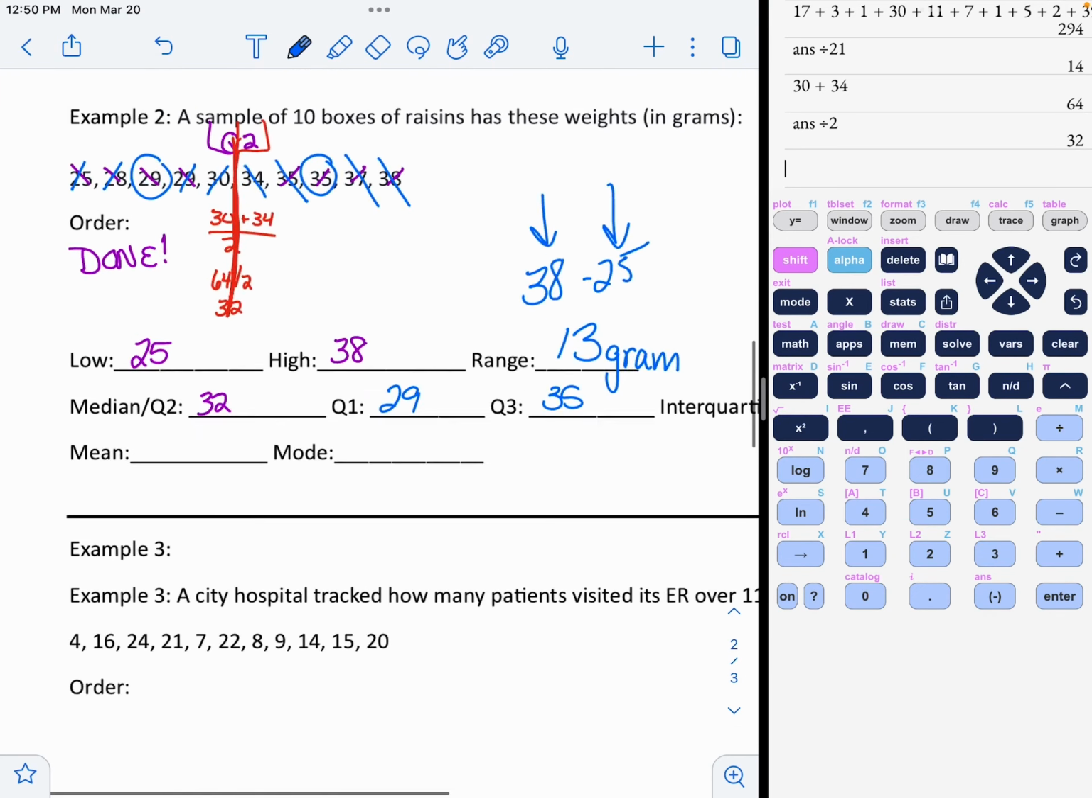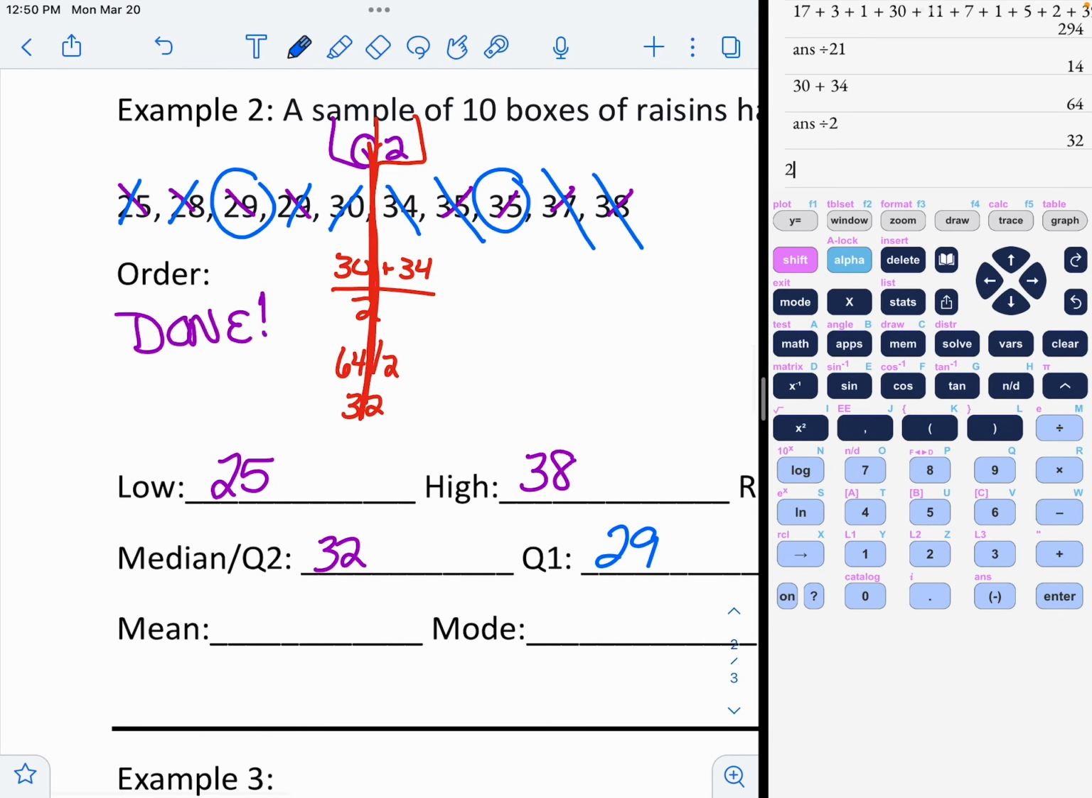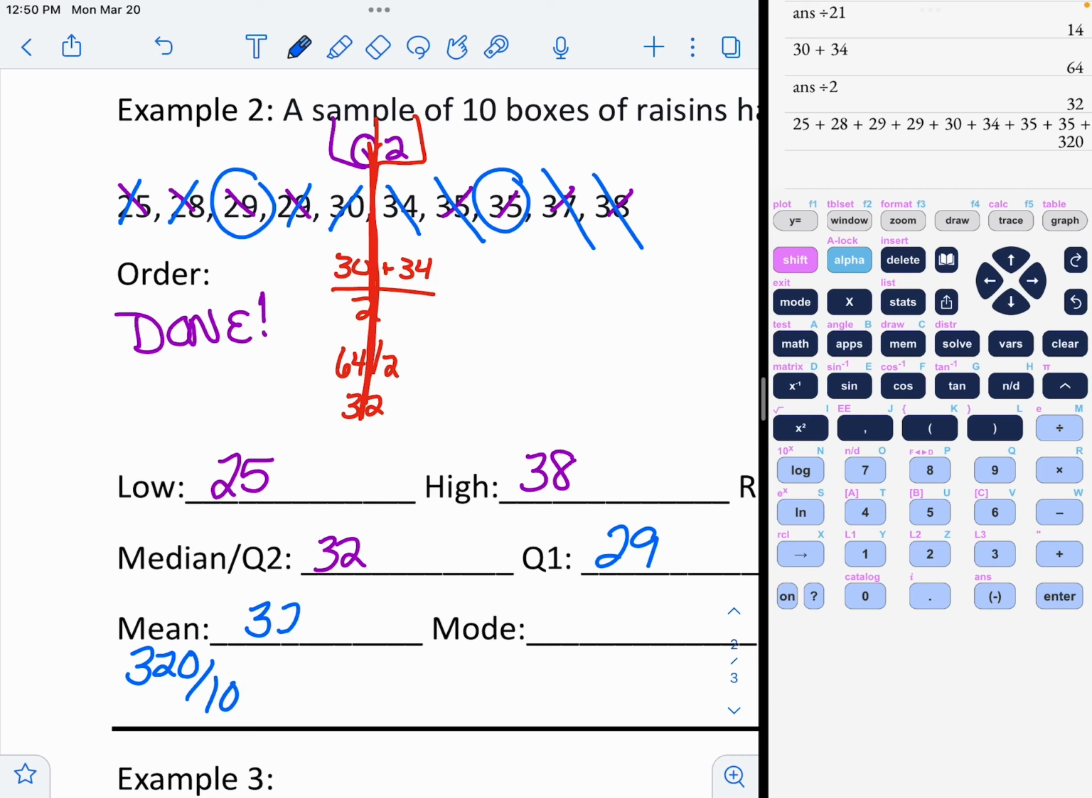Okay, the mean, I need to add them all up. So 25 add 28 add 29 add 29 add 30 add 34 add 35 2 times add 37 and add 38. Okay, so it's 320 divided by 10 items they told me, so that's 32. That's the average weight of the box of raisins. I could even write the word grams.